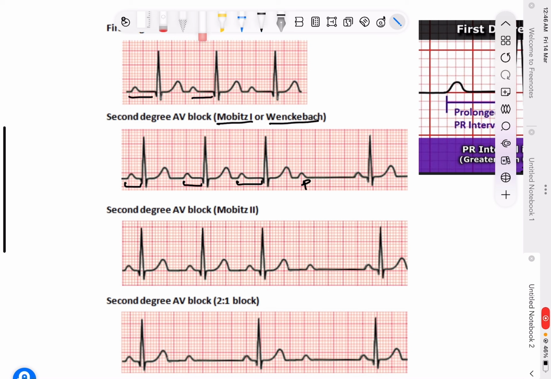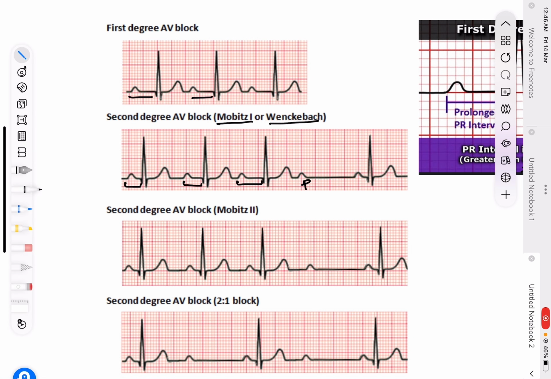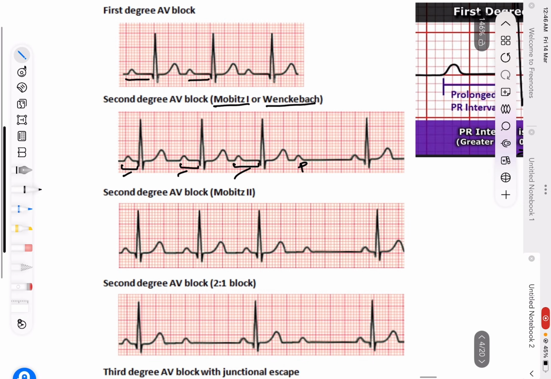Here you don't have any QRS, right? So the PR interval is getting prolonged progressively, and then there is a drop. This is Wenckebach. In Mobitz type 2, the PR interval is the same. Here it is the same. Then there is a sudden drop.